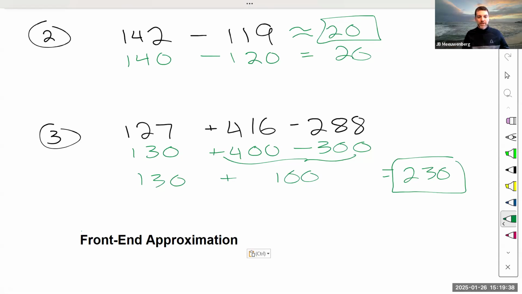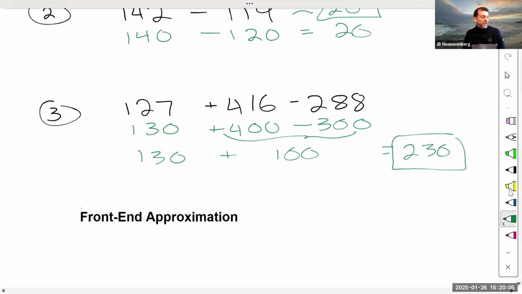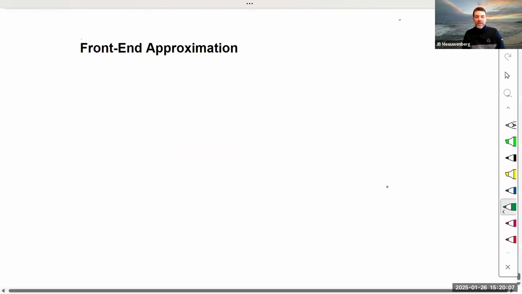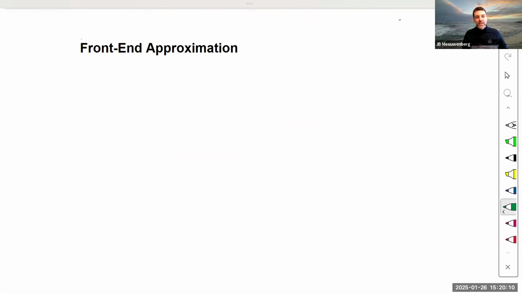All right. So the next one that we will look at is called front end approximation. And this is really kind of what we did a minute ago, where we rounded the numbers to the first digit, except we don't even round. We actually only, when you're doing front-end approximation, you only use the first digits. You don't even bother rounding. So let's say, and sometimes this can be helpful, like if you're doing a monetary calculation, and again, you just need to get something quick.